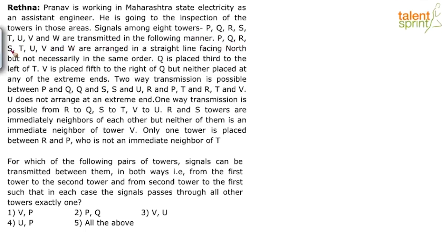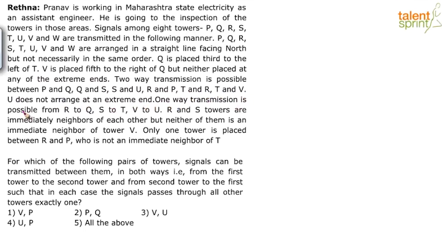P, Q, R, S, T, U, V and W are arranged in a straight line facing north but not necessarily in the same order. Q is placed third to the left of T, V is placed fifth to the right of Q, but neither is placed at any of the extreme ends. Two-way transmission is possible between P and Q, Q and S, S and U, R and P, T and R, T and V. U does not arrange at an extreme end.